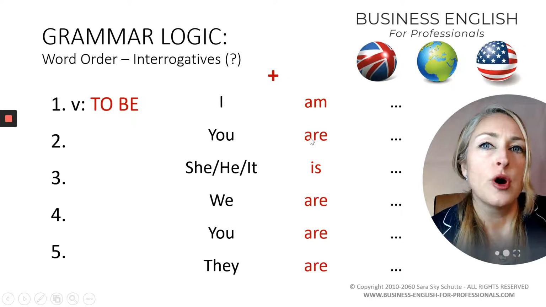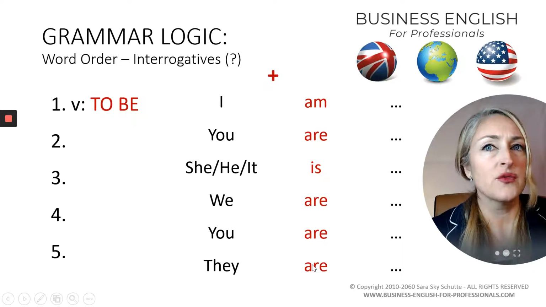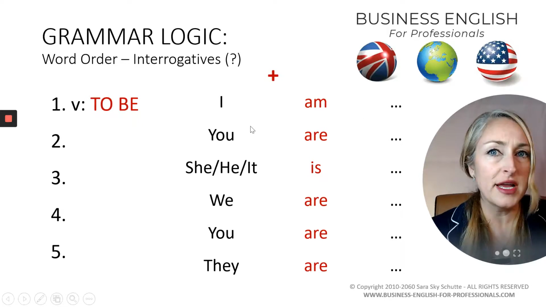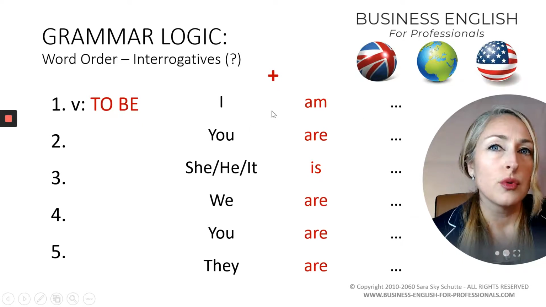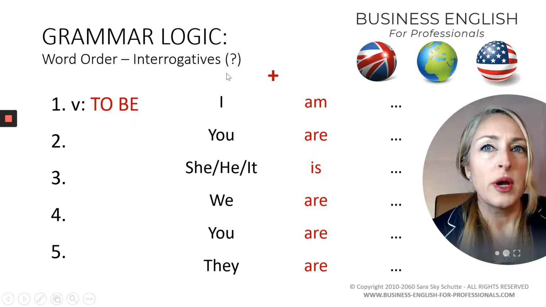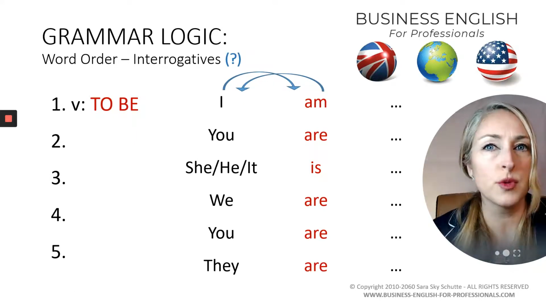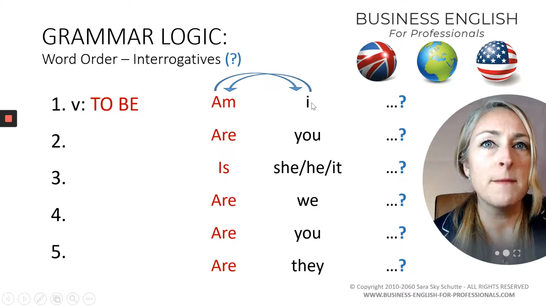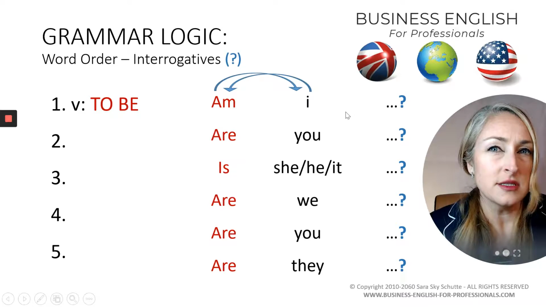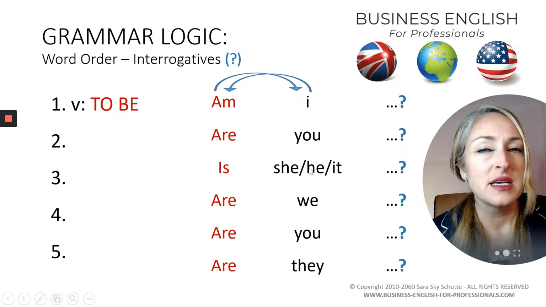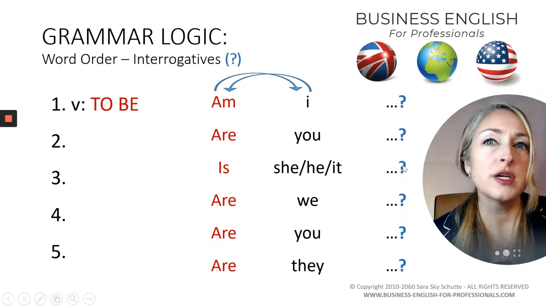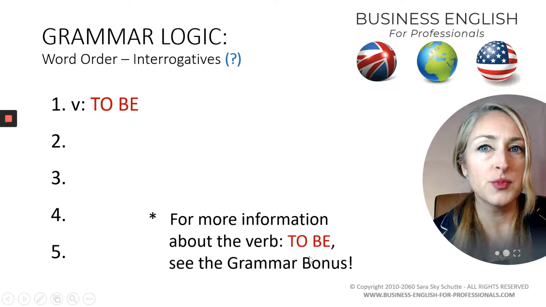I am, you are, he is, she is, it is, we are, you are, they are. That is an affirmative. I am American, you are French, she is Brazilian. That is an affirmative sentence. To make the question, all we have to do is switch these 2 columns. So basically we take I am and we do am I. So this becomes a question, am I? So if you say, am I making sense? Are you from here? Is he Spanish? This is our question. So all we have to do is just switch those 2. We'll have more information about the verb to be in the grammar bonus.